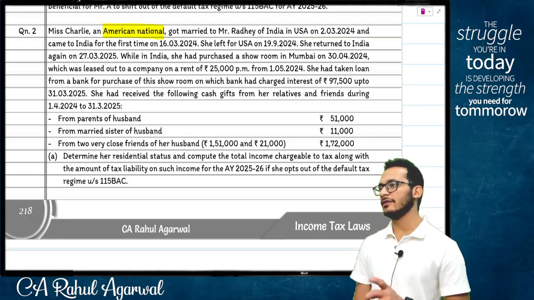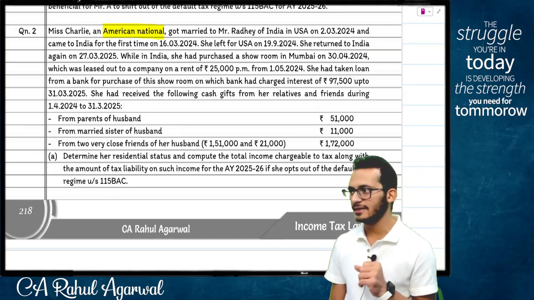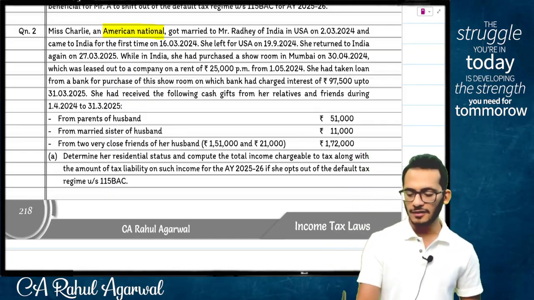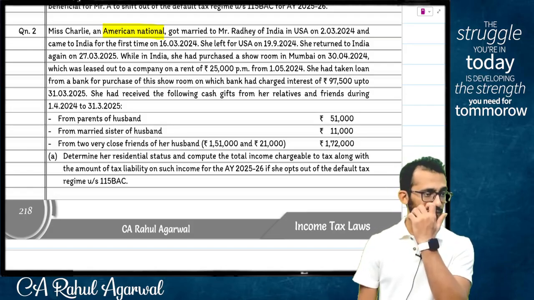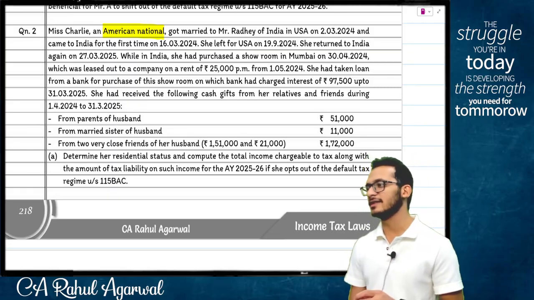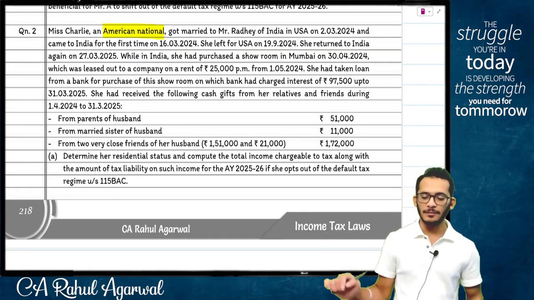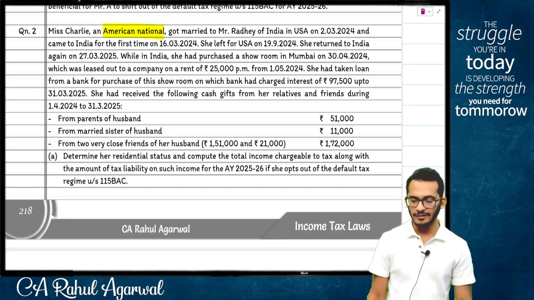Basically, if she does not satisfy 182, she'll come to the last chart directly. Yes, things like that have to be paid attention to. Person got married to Radhe in USA on 2nd March 24. People, current year, previous year. Very good. Current and previous are the same, so it is previous year. And then has come to India for the first time on 16th March 24. Again, previous year. Forget it.